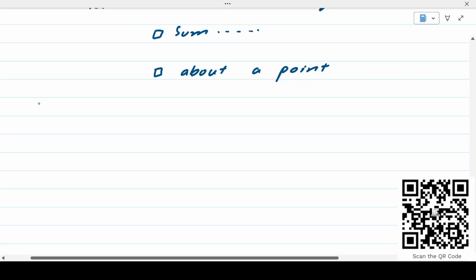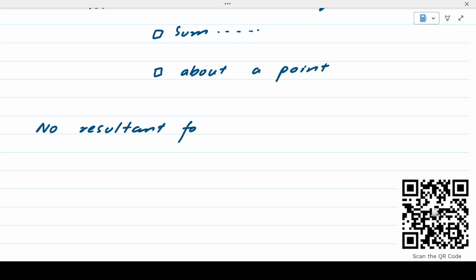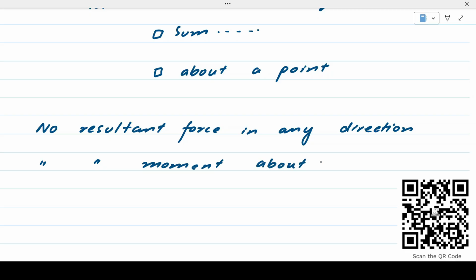Conditions of equilibrium. Sum of forces, or you can say no resultant force in any direction, and no resultant moment of force about any point. These are the 2 conditions for equilibrium. Usually you get a question for 2 marks. State the conditions of equilibrium.